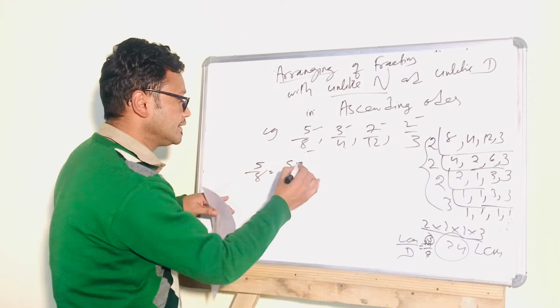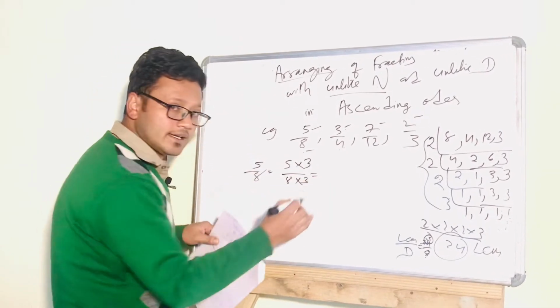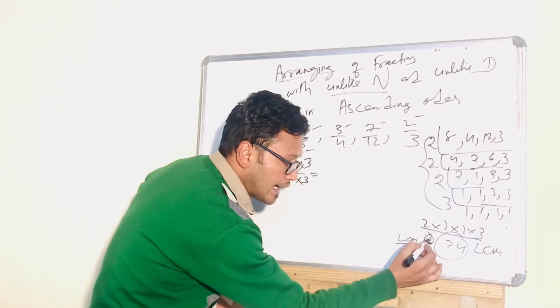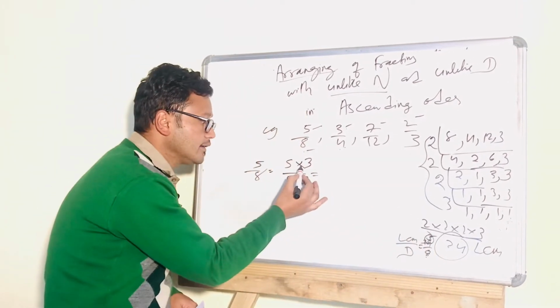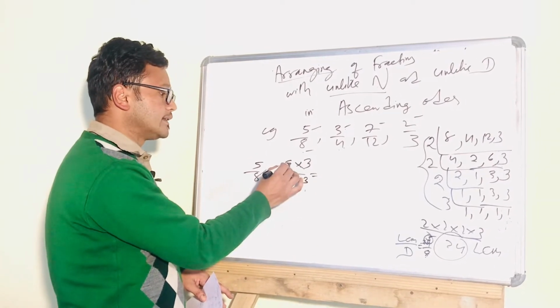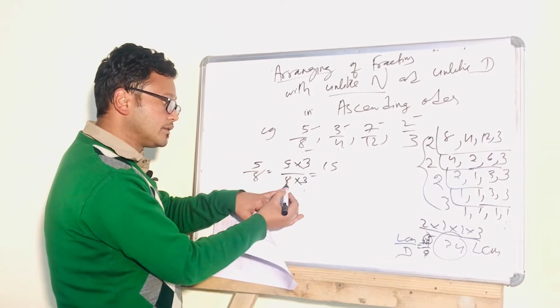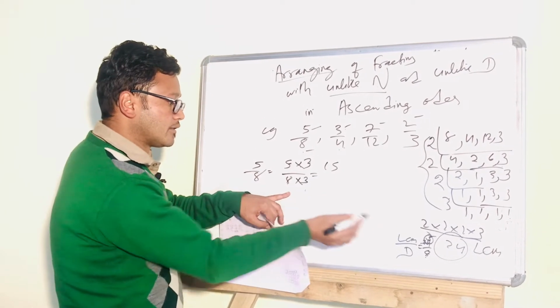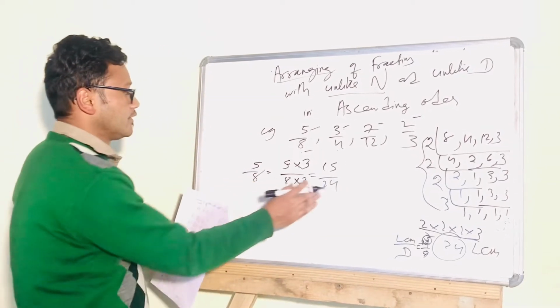Now take this 3 here and write down 3 again in the denominator. Write the answer 3 in the numerator and in the denominator. Now multiply the numerator and the denominator by it: 3 5s are 15, then 3 8s are 24. Okay, first we have finished.